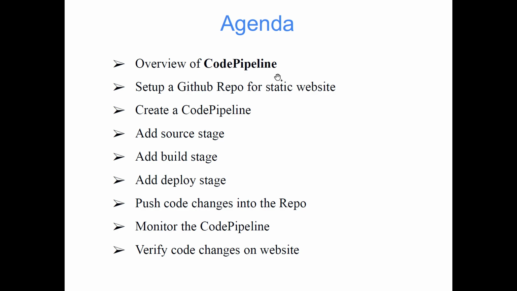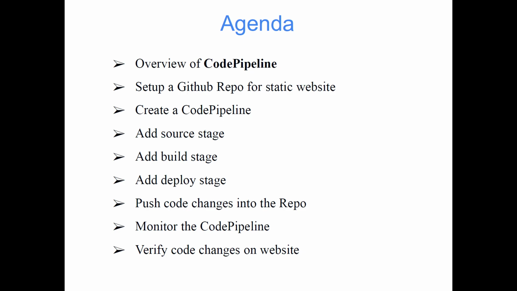Overview of CodePipeline. Set up a GitHub repository for a static website. Create a CodePipeline, add a source stage, add a build stage, add a deploy stage, push code changes to the repo, monitor the CodePipeline, and verify code changes on the website.